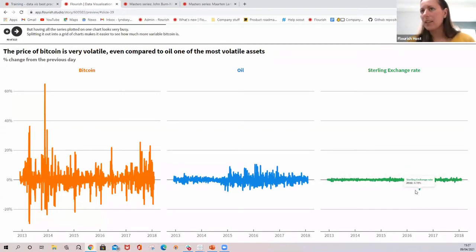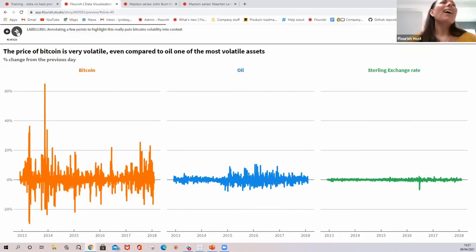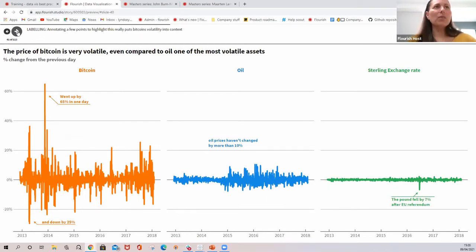We put another comparator in here because at the time the pound had fallen a lot because of the EU referendum. Splitting it out helps people see, wow, this is going up and down. And annotating a few points on there highlights how volatile this is. So telling people Bitcoin went up by 65% in one day and then down by 25% in another day. How does this relate to oil prices, which we say are one of the most volatile assets in the world? Oil prices are only changing by a maximum of 10% in a day.